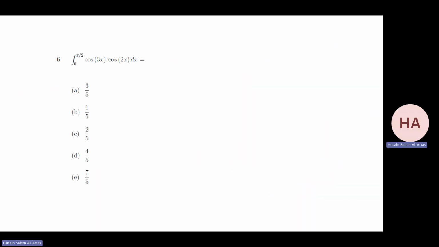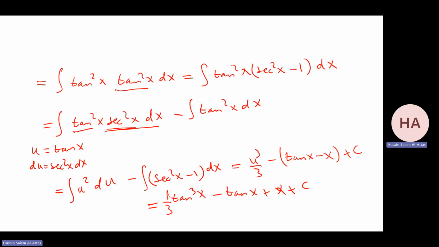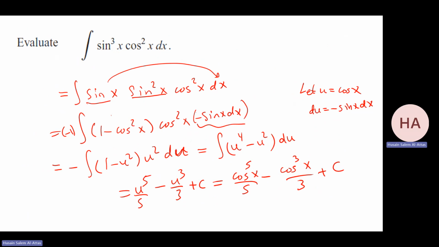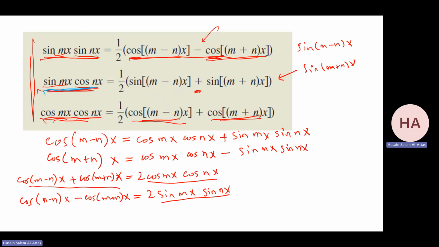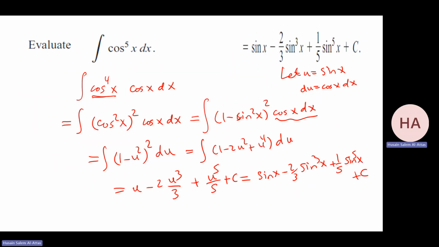Cosine times cosine, if you remember, will be the sum of the angles: cosine of the difference plus cosine of the sum, over 2.